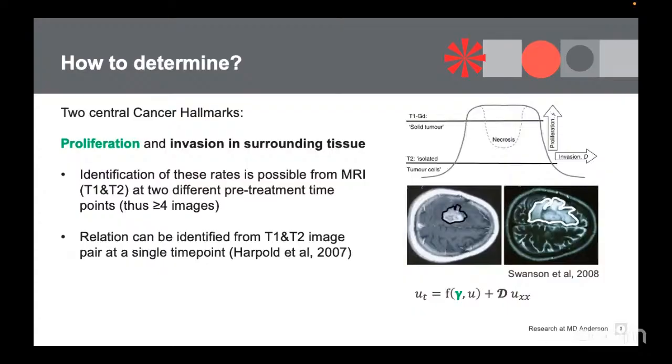In glioma patients, you have some very specific data available: MRI. What you have here is T1 and T2 images that are taken at two distinct time points. So you have 4 images available to calibrate exactly the equation I've shown you before, I believe with logistic growth. It was also shown that you can identify the relation between the proliferation rate and the dispersion from a single time point. Still, you need these 2 images, but in glioma that's not a problem because that's standard of care to acquire them. That has been shown, and it is super useful, actually.